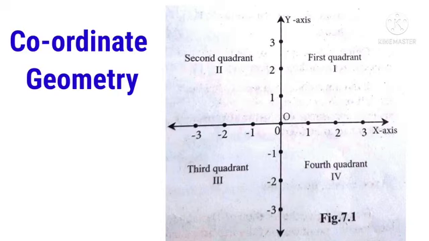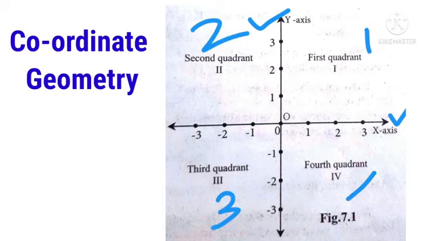See some basic concepts first. Here the x and y axes are given. The x axis and y axis intersect each other at point O, (0, 0). They are perpendicular to each other. Due to the x and y axes, this plane is divided into 4 parts. This is the first part, second, third and fourth part. These 4 parts we call quadrants: first quadrant, second quadrant, third quadrant and fourth quadrant.